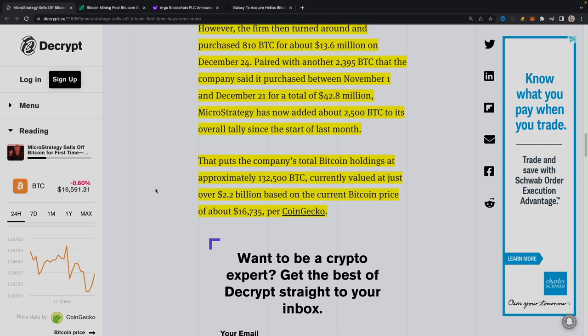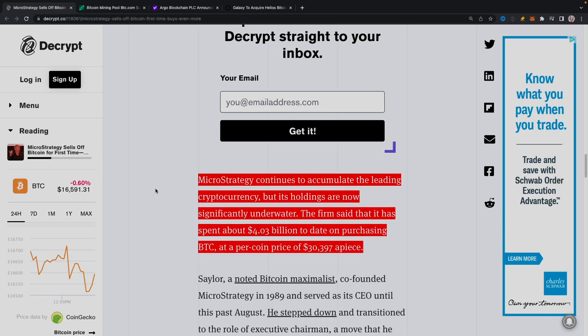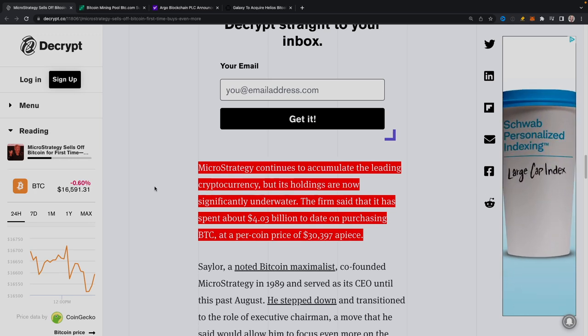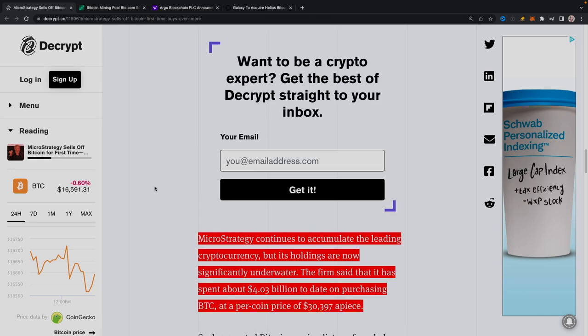That puts the company's total Bitcoin holdings at approximately 132,500, currently valued at just over $2.2 billion based on the current Bitcoin price of about $16,735. MicroStrategy continues to accumulate the leading cryptocurrency, but its holdings are now significantly underwater. The firm said that it has spent about $4.03 billion to date on purchasing BTC at a per coin price of $30,397. Ouch. So those are some diamond hands right there.